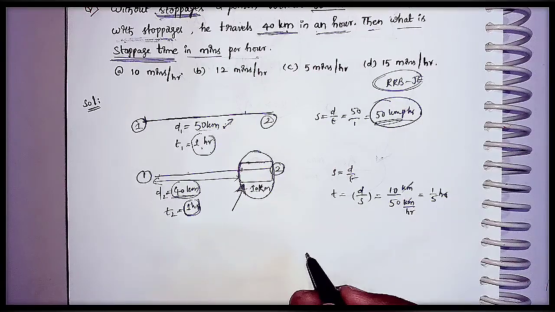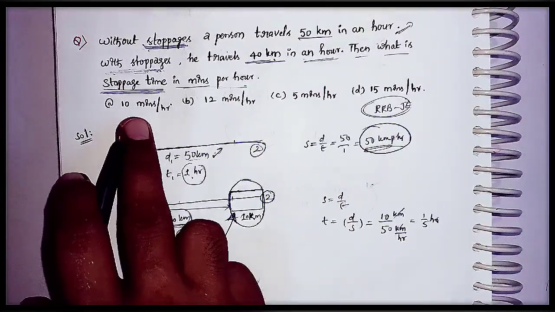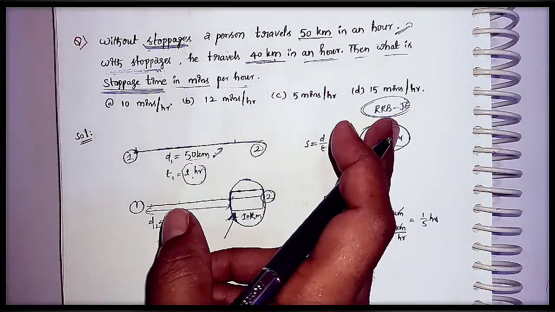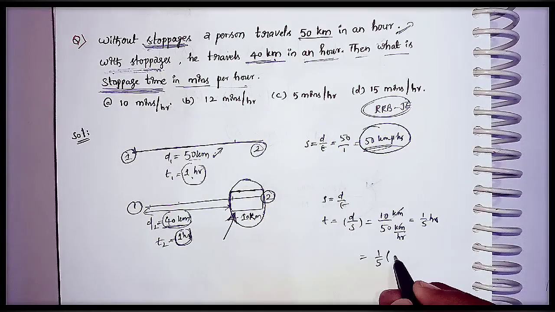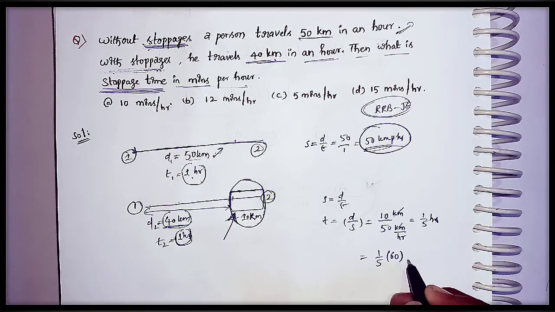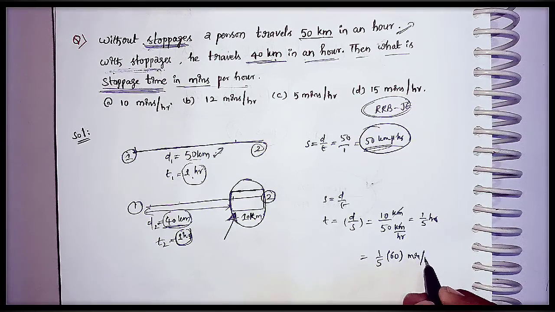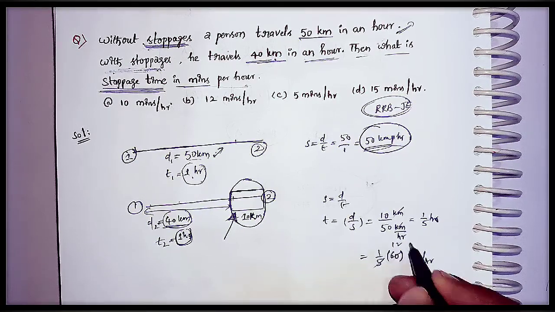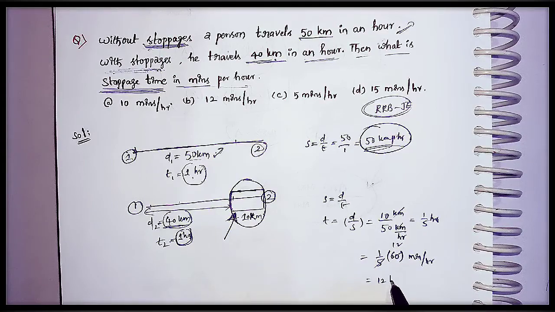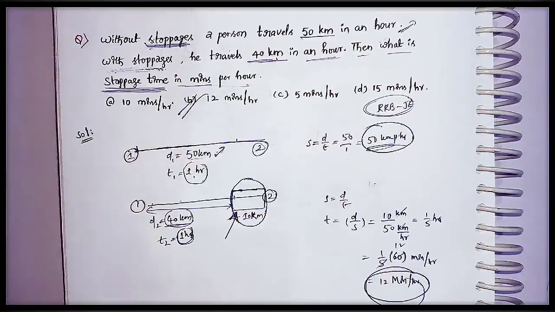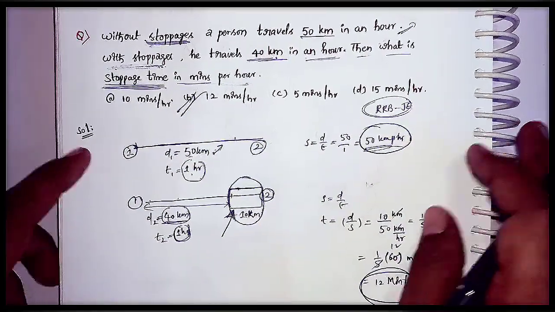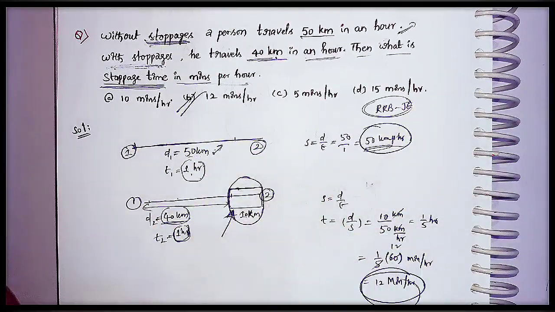But in the question it is given in minutes per hour. That means 1 by 5 hours, per hour, 1 hour is 60 minutes. Yes or no? Minutes per hour. That means 5 ones are 5, 5 twelves are 60. That is 12 minutes per hour. This is the answer.